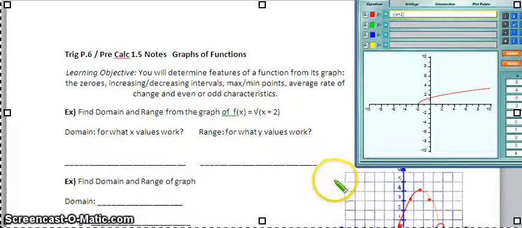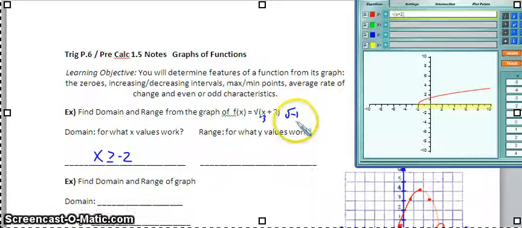if I asked you to tell me the domain, I'm asking you to tell me what x values work. And then we can see that the graph is at a -2, and it's continuing off here and then in the positive direction. So the x values that are going to work for this graph would be the x values that are greater than or equal to -2. Again, if I put a -2 in here, I get the square root of 0. The square root of 0 exists. If I put anything that's smaller than a -2, for example, a -3 in here, then I get the square root of -1, and that's imaginary. So that's why it has to be numbers that are bigger than -2 or equal to -2.